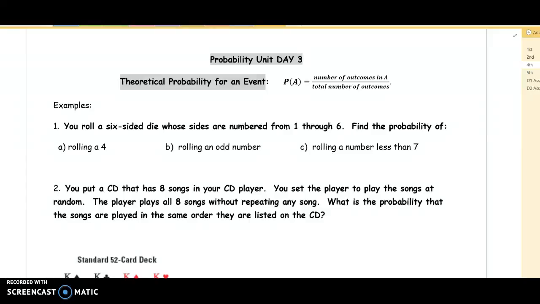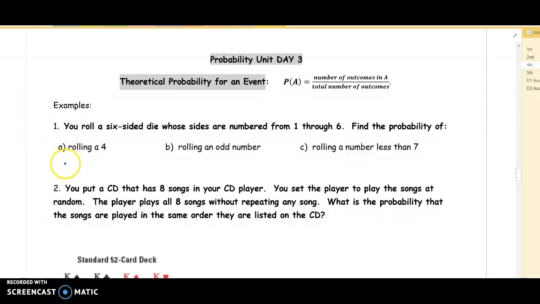When you think of probability, what you're actually thinking about is theoretical probability. Theoretical probability is you have a 6-sided die, there's one way to roll a 1, so your probability of rolling a 1 is 1/6. So here's an example.